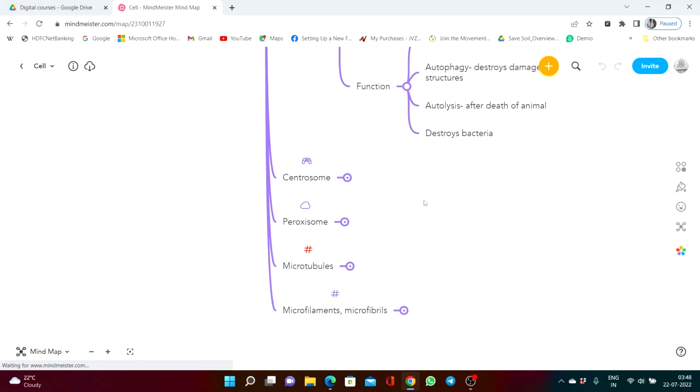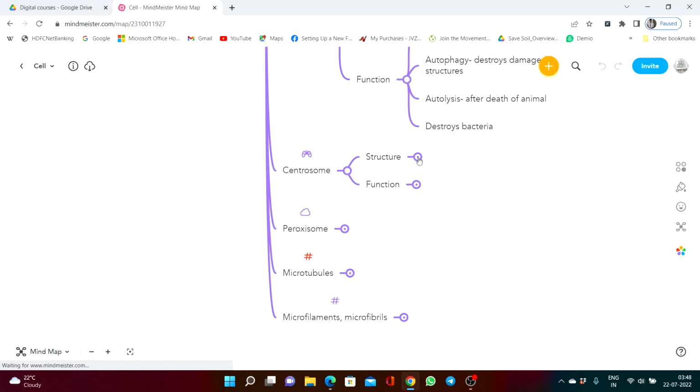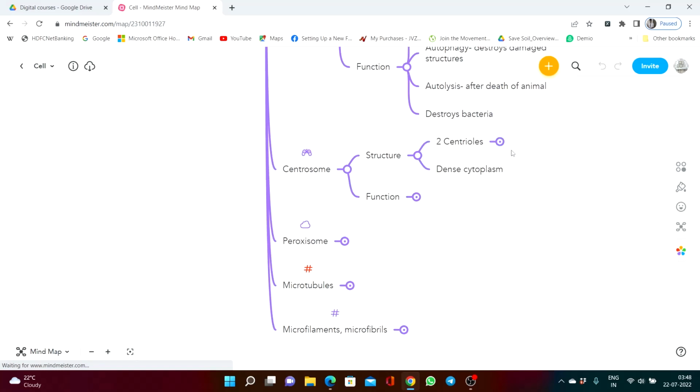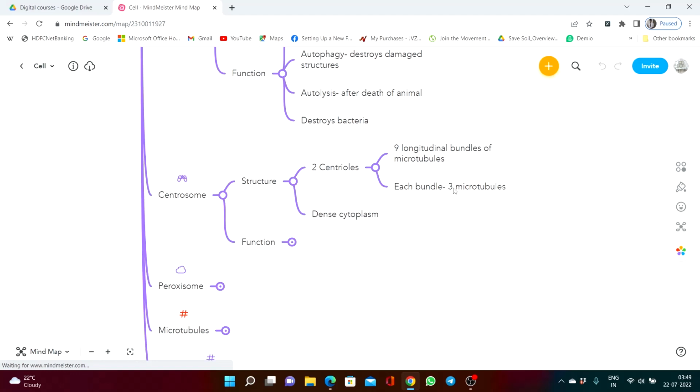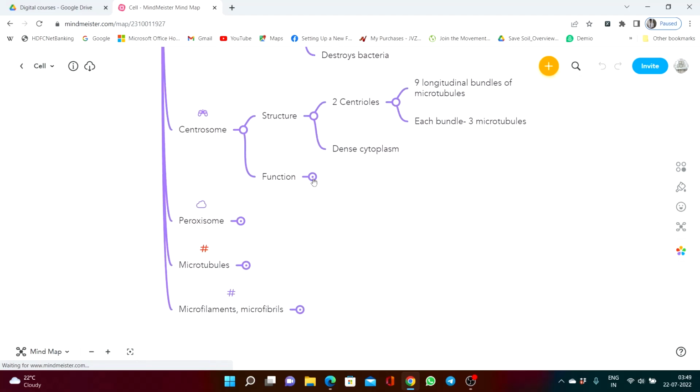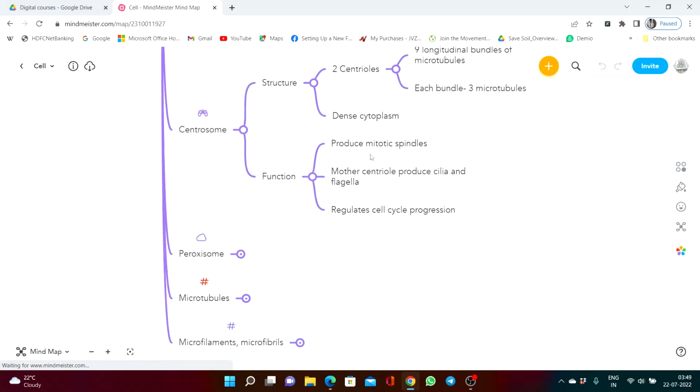Coming to the next component, that is the centrosome. It is made of two centrioles which are present at right angles to each other, surrounded by a dense cytoplasm. Each centriole contains 9 longitudinal bundles of microtubules, and each bundle has 3 microtubules, making a total of 27 microtubules. The function of the centrosome is that it produces mitotic spindles.